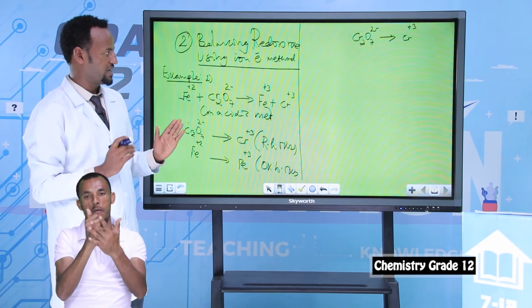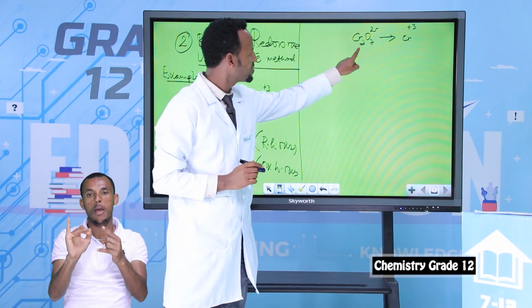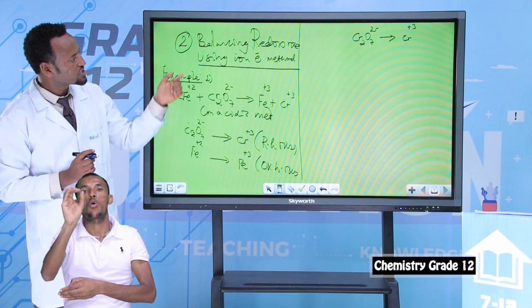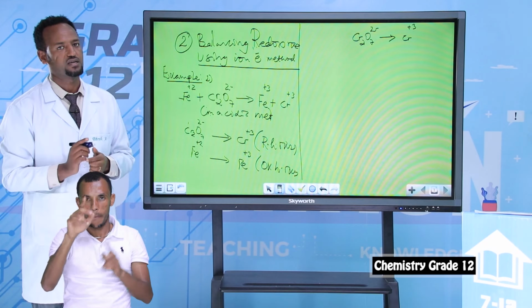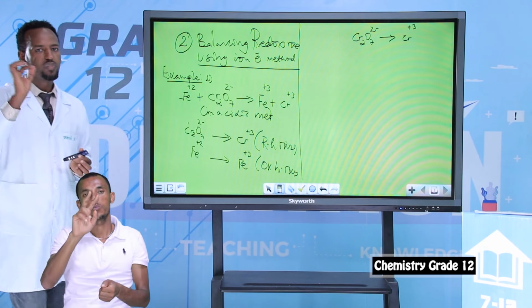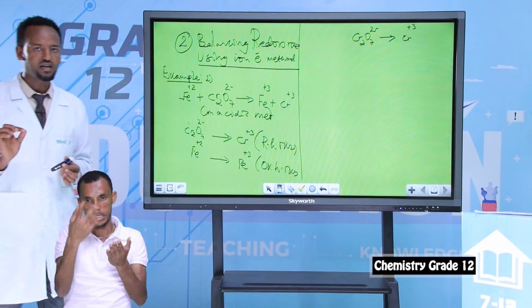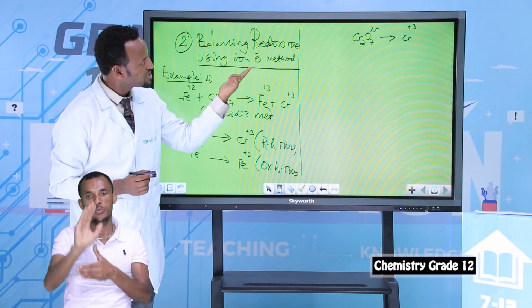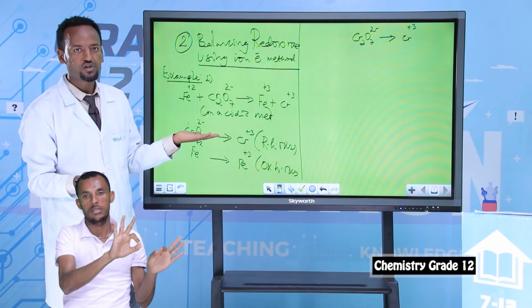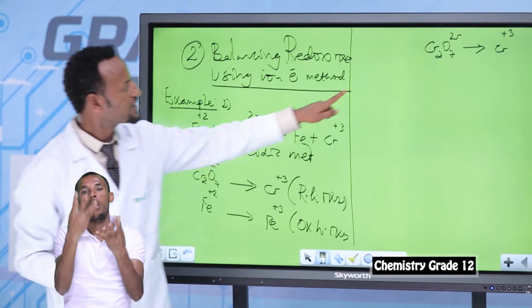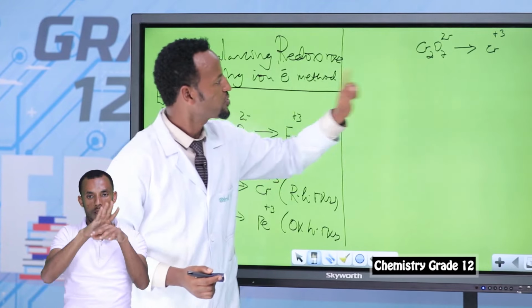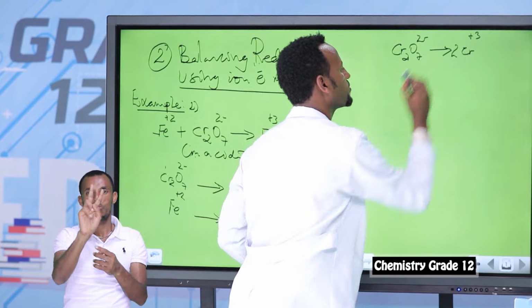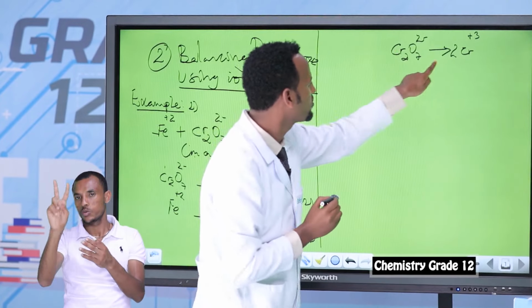The second step is to balance the atoms other than hydrogen and oxygen. Look at this half reaction: Cr2O7 2- converted into Cr3+. Which atoms are present other than hydrogen and oxygen? Chromium. How many chromium? In the reactant side, 2 chromium. In the product side, 1 chromium. Therefore, use 2 here. Why 2? Because of the subscript 2. 2 chromium, 2 chromium.